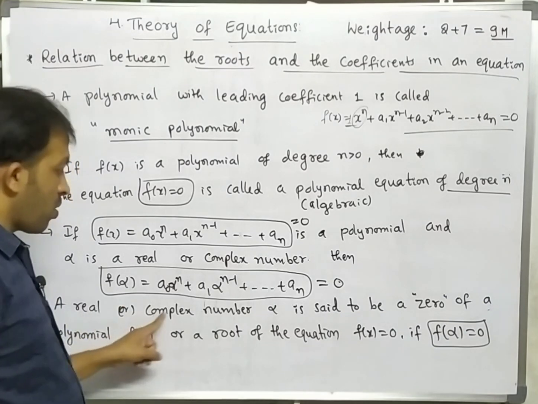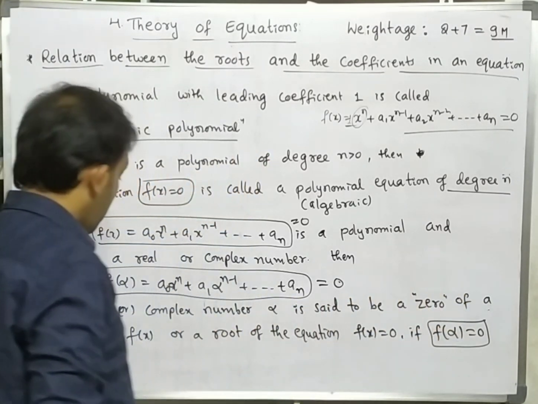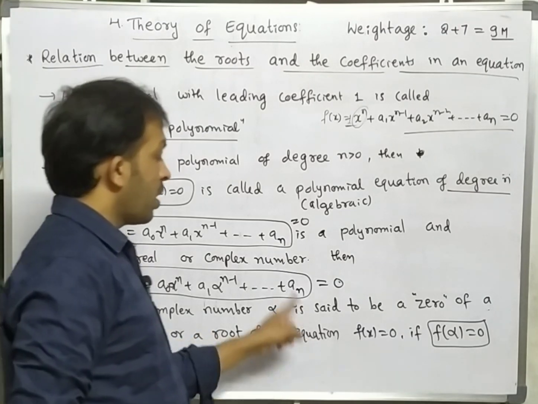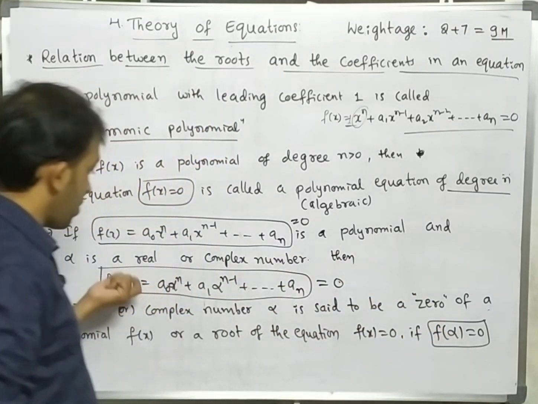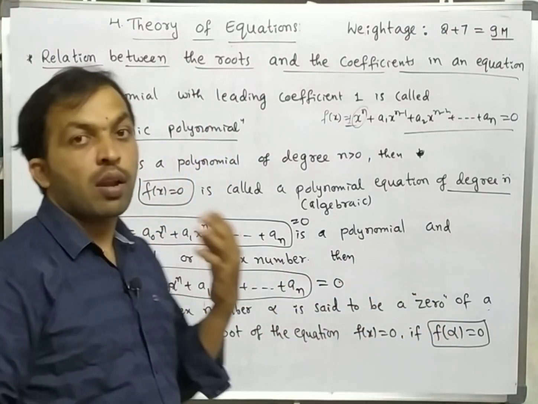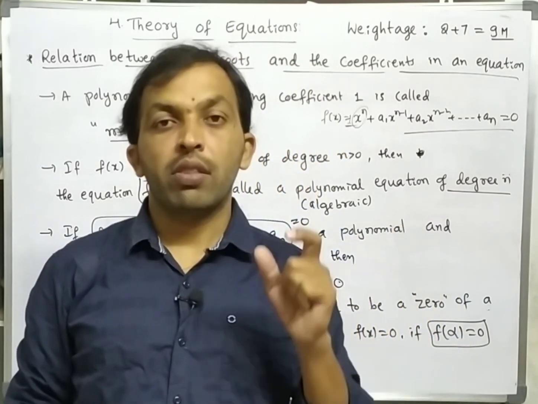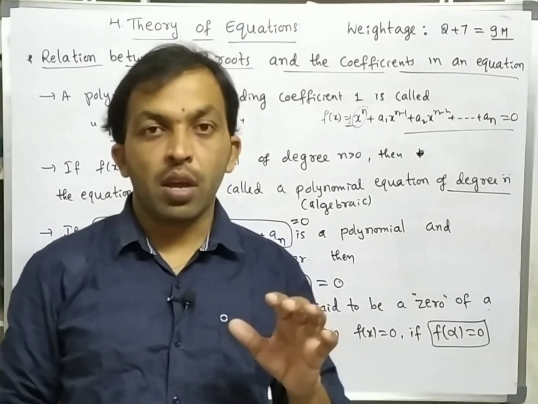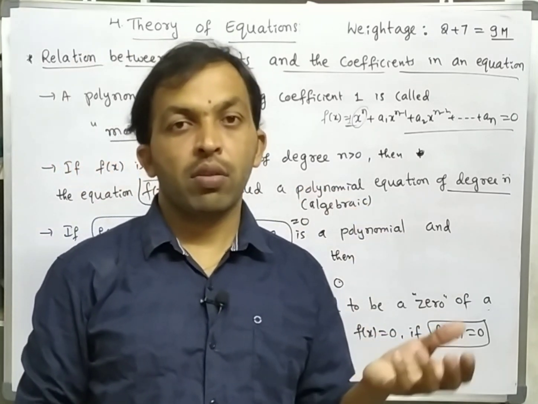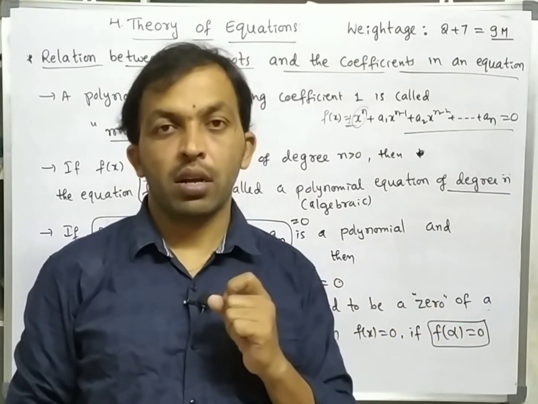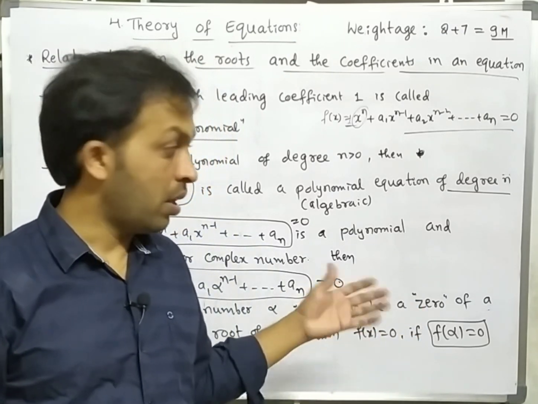So a real or complex number alpha is said to be a 0 of a polynomial or a root of the equation f of x is equal to 0 if f of alpha is equal to 0 after substituting alpha. That is, if we substitute any number in the polynomial and the answer is 0, that number is called a 0 of the polynomial. These type of points we have already discussed in earlier classes. There we had only quadratic or cubic polynomials. Here we have an nth degree polynomial.